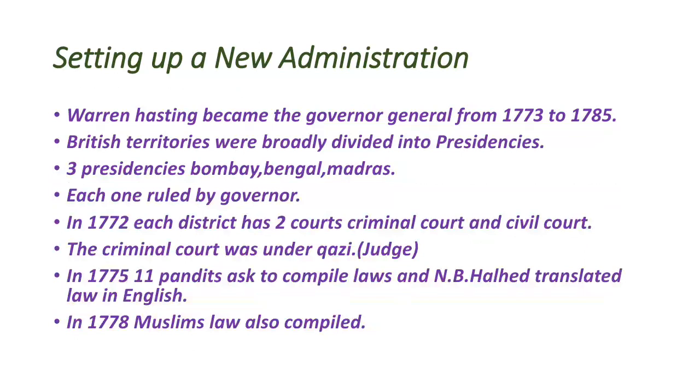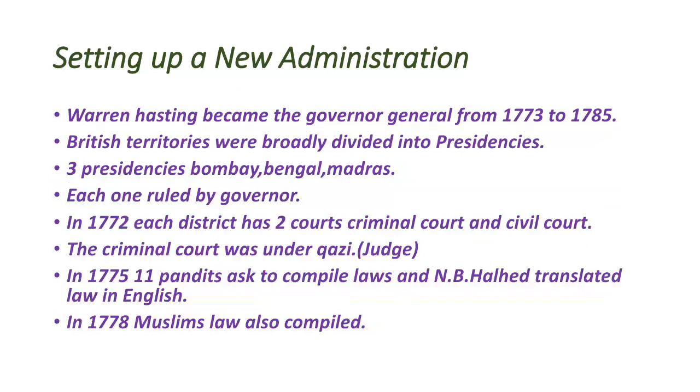And in 1772, they introduced 2 courts. In each district, they set up 2 courts. One is the criminal court and another one is the civil court. And the criminal court was under the Qazi. Qazi means judge. And in 1775, they called upon 11 Hindu Pandits to compile a law, Hindu law. And every law was translated into English by N.B. Halhed. And Muslim laws were also converted into English through N.B. Halhed.